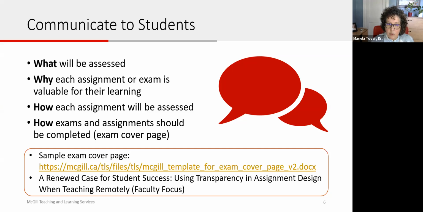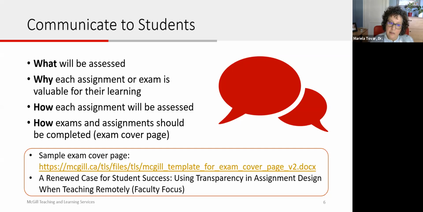The other aspect of communication is how each assignment will be assessed. As much as possible, share with students examples of assessments, so they have models of assessment, questions to consider, and if you have a checklist that you use to assess the assignments and so on, share that with the students so they understand what they're striving for.